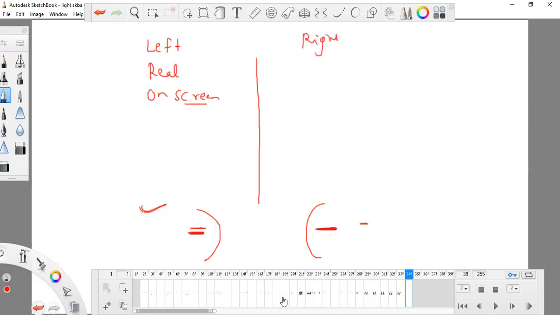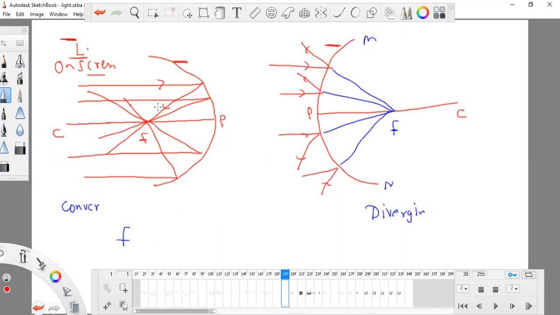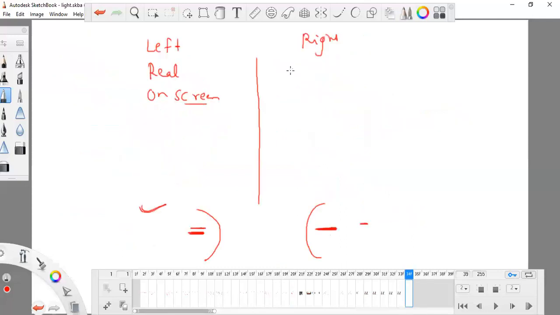You can see how they are meeting. They are meeting at this side, behind the mirror. Okay, they are meeting behind the mirror. So images are virtual because they are not exactly on screen. This is the screen, you know, screen means where the light rays are striking. In this case the light rays are striking here, and in this case the light rays are striking here.